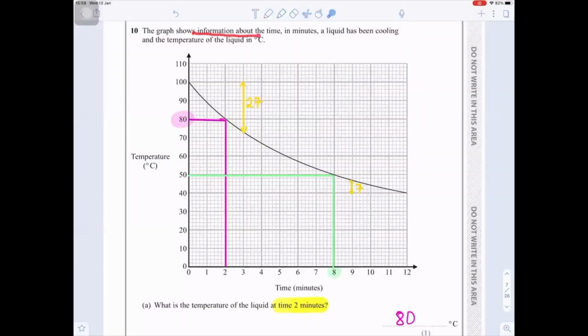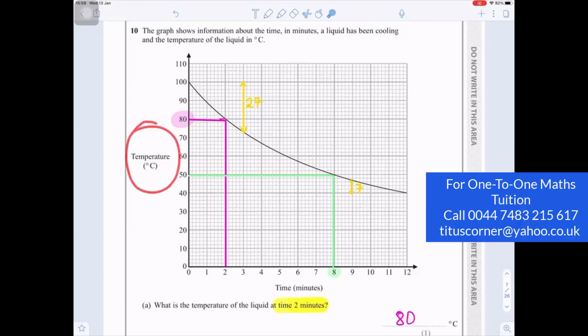The graph shows information about the time in minutes a liquid has been cooling, and the temperature of the liquid in degrees Celsius. So temperature on the y-axis in degrees Celsius and time in minutes on the x-axis. What is the temperature of the liquid at time 2 minutes? So we go to 2 minutes on the x-axis and follow this pink line up, and where it meets the curve, we go to the left and it's 80. So the temperature at that time is 80 degrees.